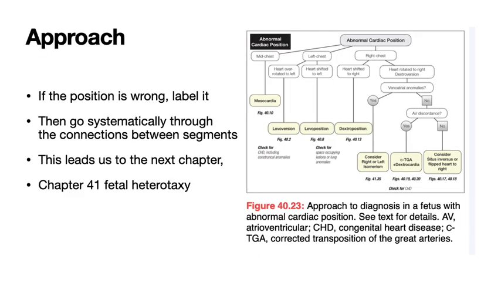So how do you approach it if the cardiac position is wrong? Well, first of all, just start by labeling it, whether it's mid-chest, left chest, or right chest: mesocardia, levocardia, dextrocardia. And then systematically go through the connections between segments. And this leads us to the next chapter, which is chapter 41 on fetal heterotaxy.